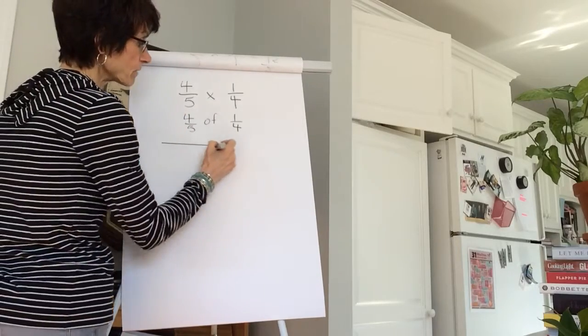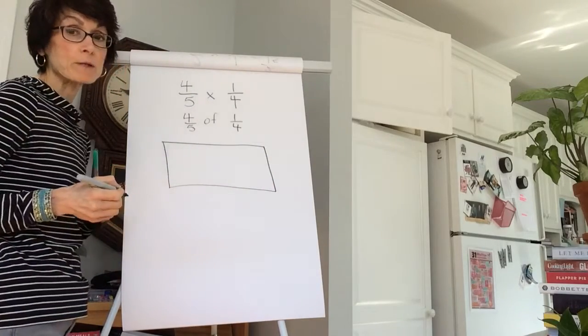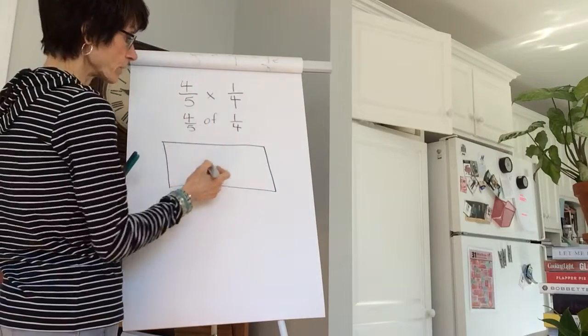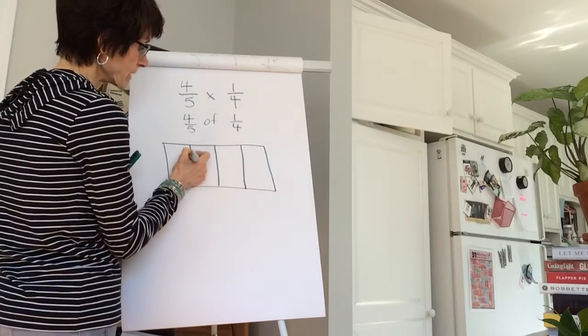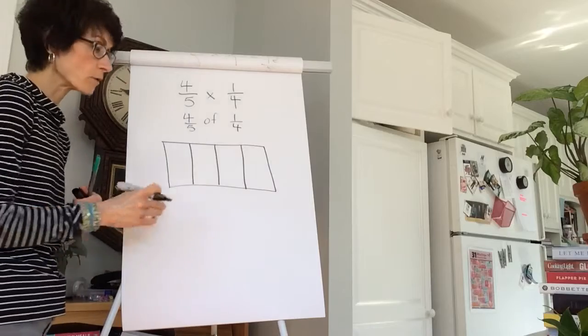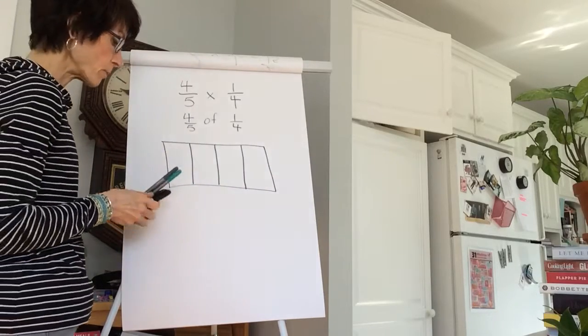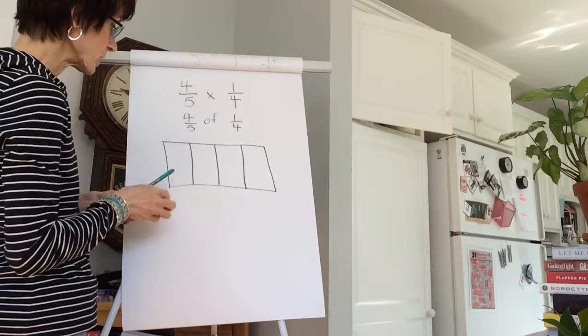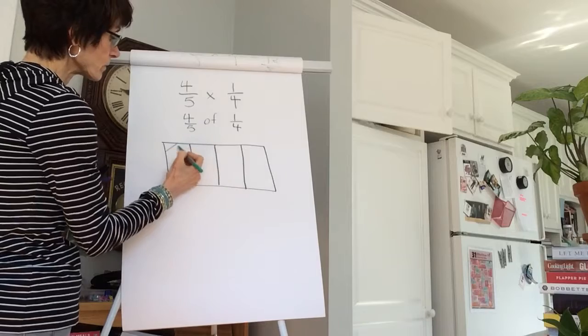So let's start with our rectangle again. And we're going to partition that off vertically in fourths. So we split that in half, then split that one in half, split that one in half, and we want one of those. We now have our rectangle split in pretty much 4 equal parts, not perfect, but pretty much. And we're going to take one of those.